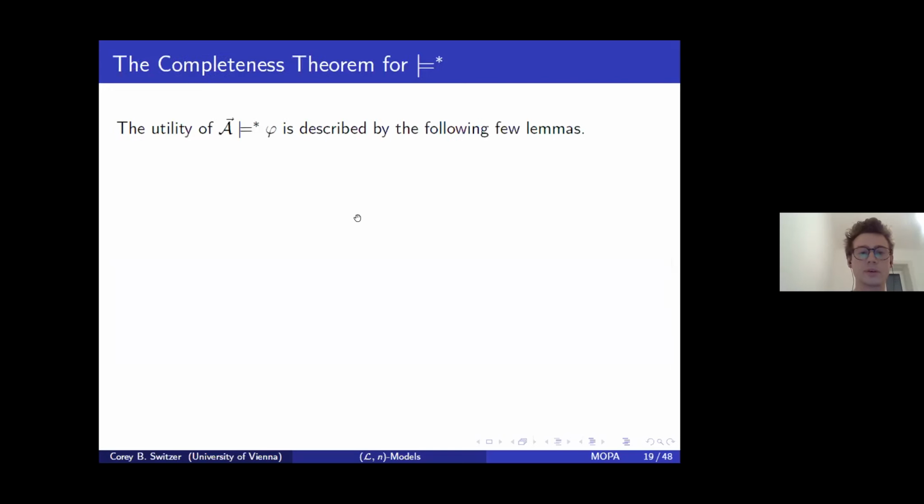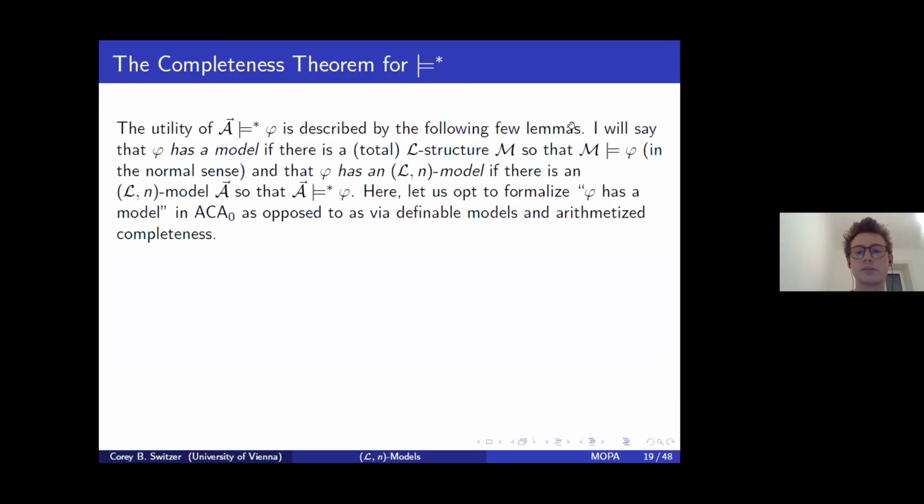Okay. So as I mentioned, when people were asking questions before, this fulfillment has a kind of completeness theorem. So just as some terminology, let's say that a sentence phi has a model if there's a total L structure M so that M models phi in the normal sense. And it has an Ln model if there is an Ln model which fulfills it. And again, we can choose to formalize "phi has a model" in ACA_0 just to make life a little easier.